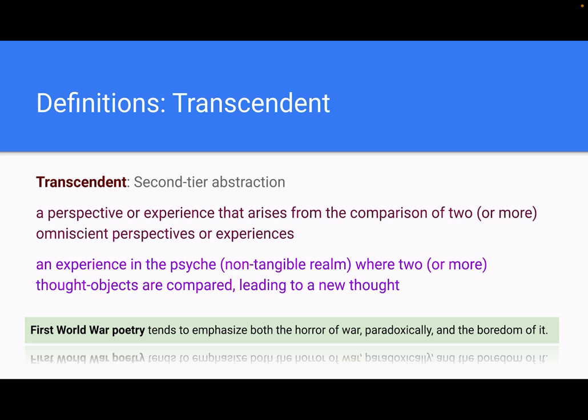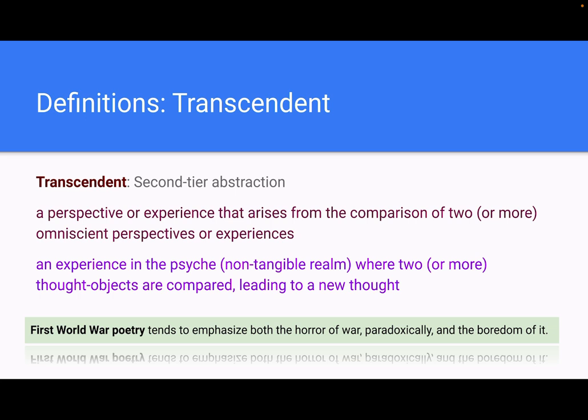a layer of the horror of war, and another omniscient perspective that says that the poetry has representations of the boredom of war. And then you're going horror of war, boredom of war, paradoxical. The paradoxical sense of that, or the kind of unexpectedness of it, is something that arises from a direct comparison of 2 omniscient perspectives. And this kind of adverb can signal that the writer, the thinker behind a sentence like this, First World War poetry tends to emphasize both the horror of war, paradoxically, and the boredom of it, I think, and paradoxically the boredom of it.